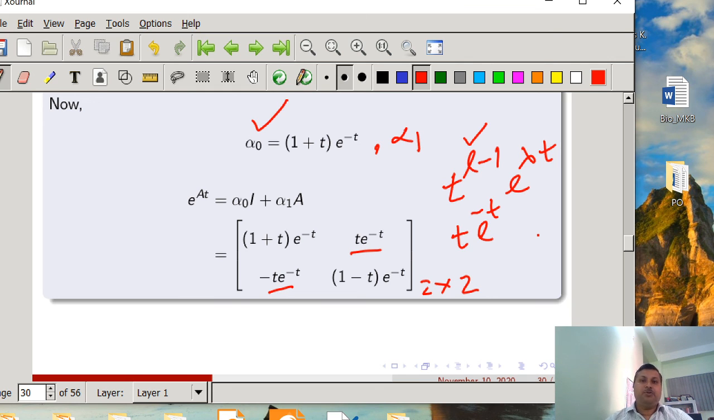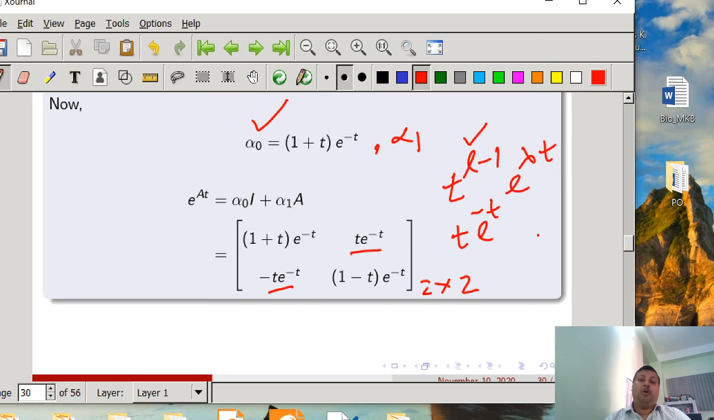Then I claimed that e to the power At can be calculated in many ways, but we will discuss three approaches: the Laplace transform approach, the Cayley-Hamilton theorem, and diagonalization. But at this point I cannot discuss the diagonalization approach. We will discuss that when we discuss the topic of similarity transformation. And then with examples we have understood how to calculate e to the power At using the Laplace transform approach and the Cayley-Hamilton theorem.